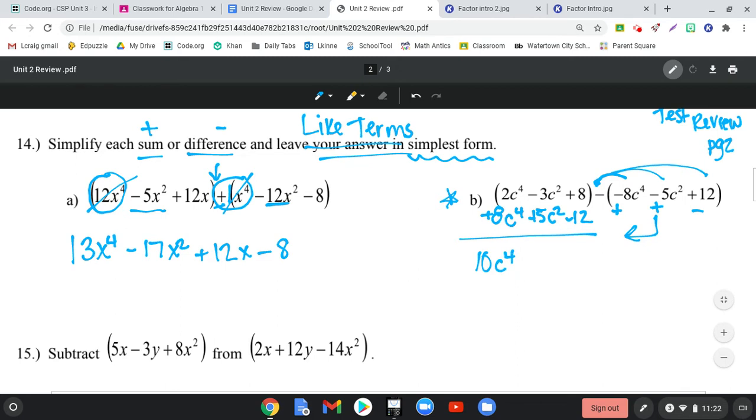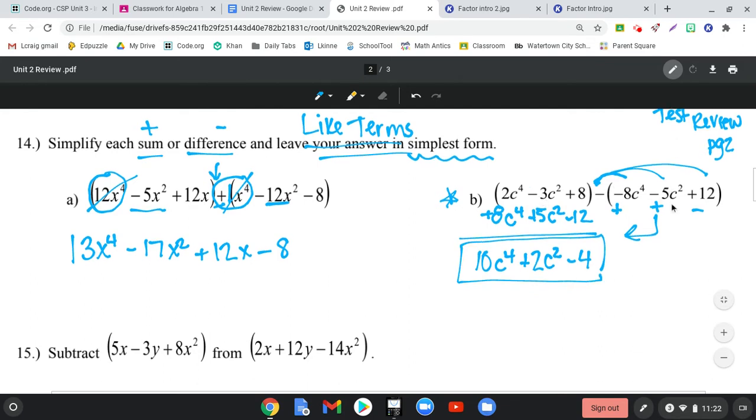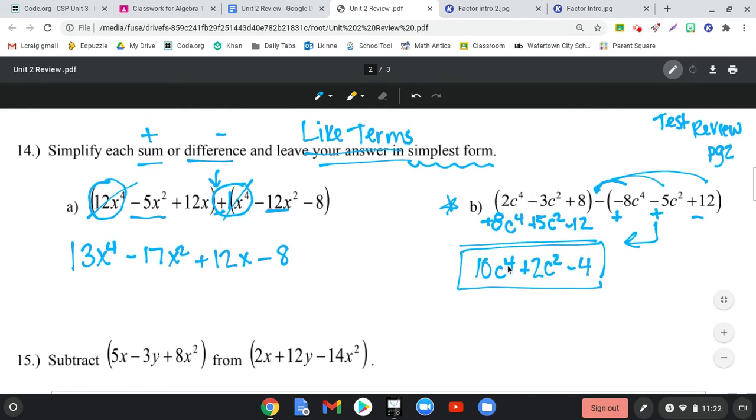Negative 3 plus 5 is positive 2c squared. And then 8 and negative 12, or 8 minus 12, negative 4. All right, so your exponents are all the same ones that were there to begin with. You just condense them.